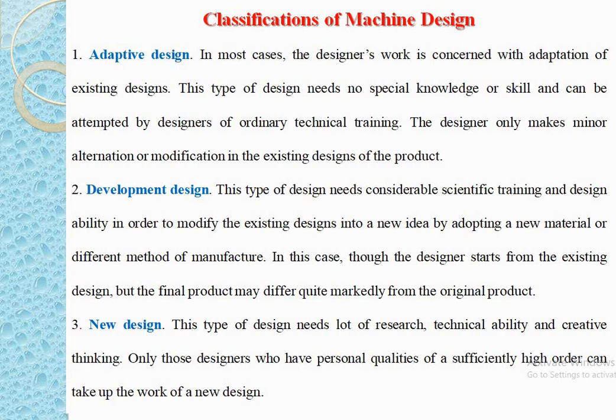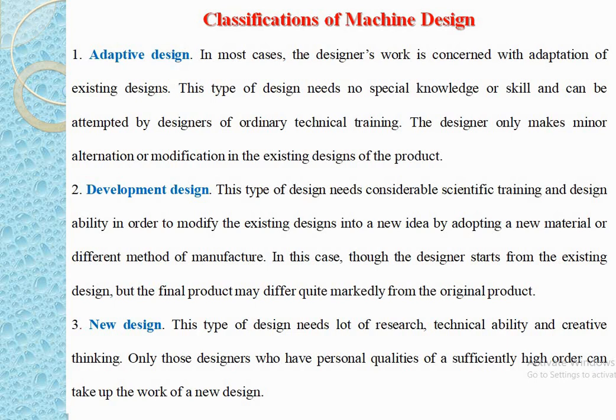That is the modification of the existing one. That is the adaptive design. Now the next type of design is the development design. In this case, the design engineer develops a machine component or mechanical system which is not an existing one, but it modifies the existing design into a new idea. In adaptive design, the design engineer just modifies the existing design itself only.